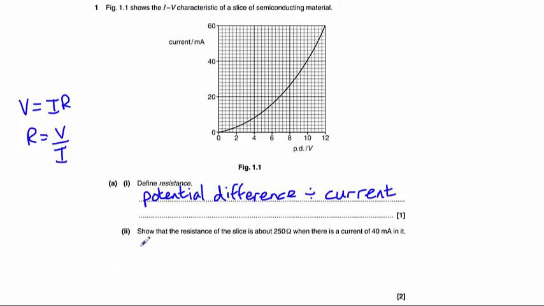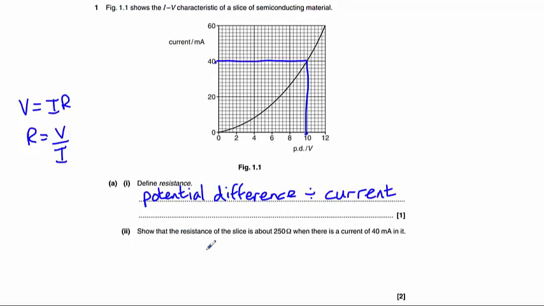Part II asks us to show that the resistance of the slice is around about 250 ohms when there's a current of 40 milliamps in it. So if we have a look at our current axis here, the y-axis, where we have 40 milliamps, we can draw a line across and then draw a line down, and we'll see that the voltage is 10 volts.